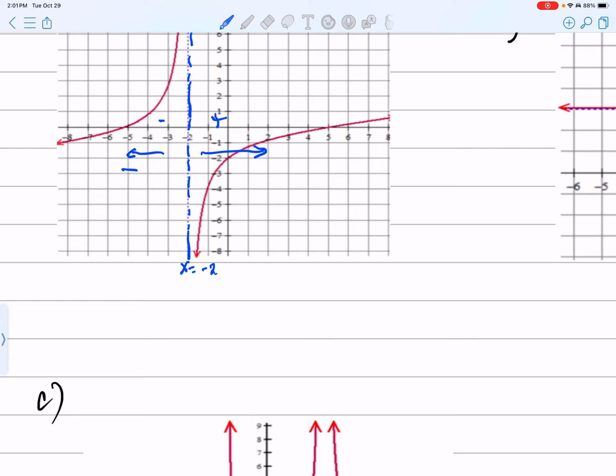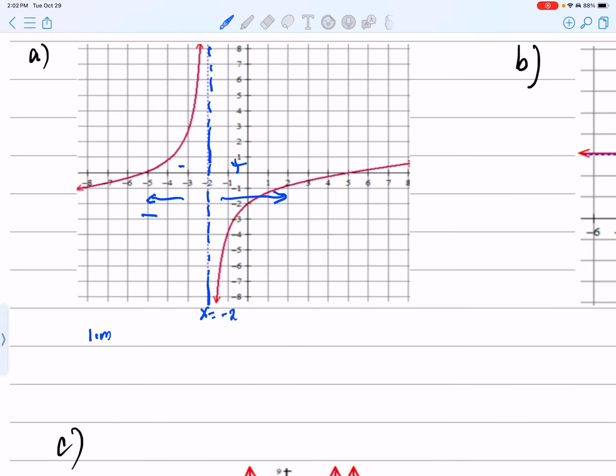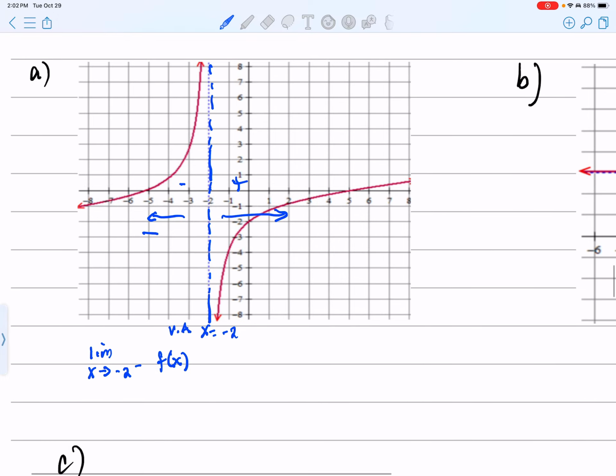Okay. So start writing. The first thing you do is to set up your limit notation. The limit as x approaches, what is your vertical asymptote? Negative 2. I will write VA, vertical asymptote, from the left. What happened to the function here? From the left, it goes up, up. Okay, that means it's positive infinity.